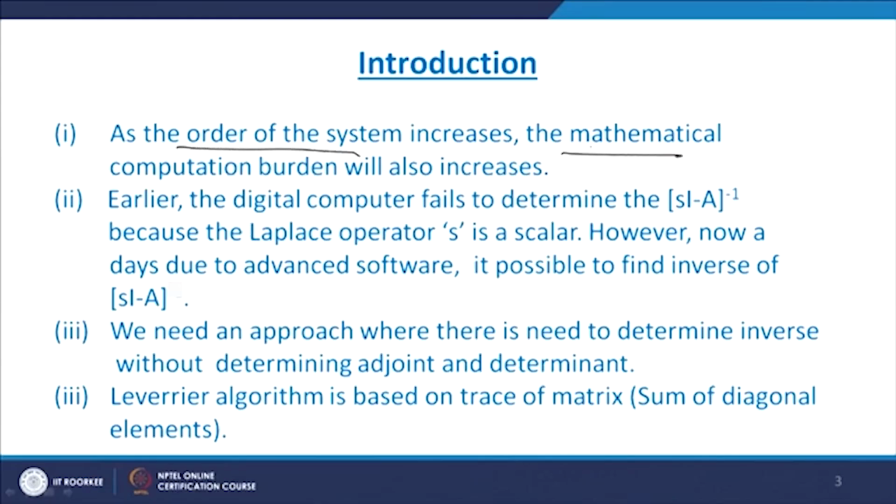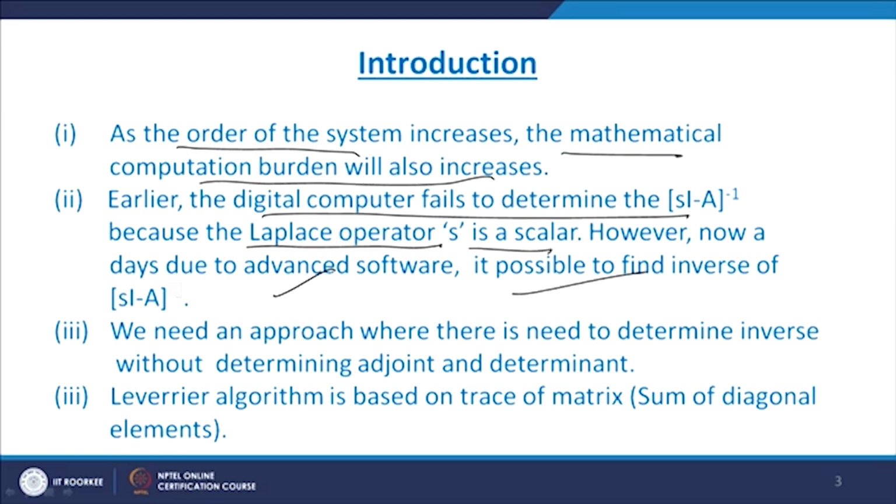As the order of the system increases, the mathematical computation burden will also increase. Second, earlier the digital computer failed to determine (sI minus A) inverse because the Laplace operator s is a scalar. However, nowadays due to advanced software, it is possible to find the inverse of sI minus A. Third point, we need an approach where there is need to determine the inverse without determining the adjoint and determinant. So, the Leverrier algorithm is based on the trace of the matrix, that is the sum of diagonal elements.